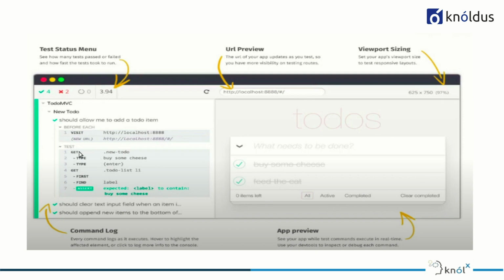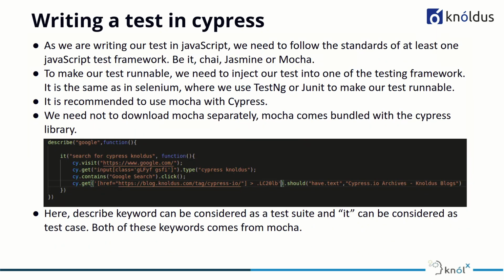Then we have viewport sizing. It is where we can change the resolution of the window as per our need. And we have app preview. I have already defined it. It is where we can see the test being executed. So it is just a simple overview. I'll showcase these in the demo as well. So this was all about the test runner.